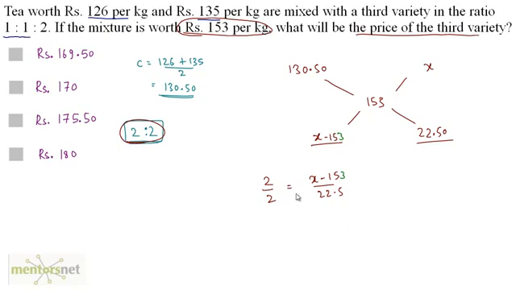Now we have to solve this. This is actually 1. So 22.5 is equal to X minus 153. So therefore X is equal to 153 plus 22.5, and that is equal to 175.5. So the price of the third variety, which is X, is 175.5, and that's option C.